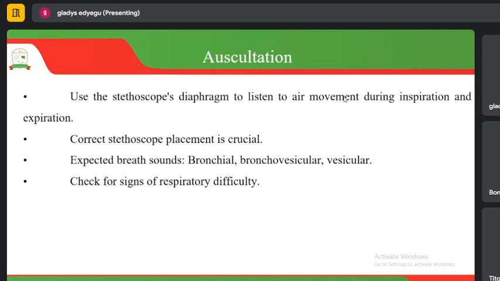Then also check for the signs of respiratory difficulty. We said very well that sometimes our patients can have labored breathing, so you have to look at that. Our patients can have intercostal recessions, or asymmetric expansion of their chest during breathing. All that we have to analyze when we are doing the auscultation. If there is any sign of difficulty in breathing, what could be the problem? What could be the cause? And then they can address their issues.